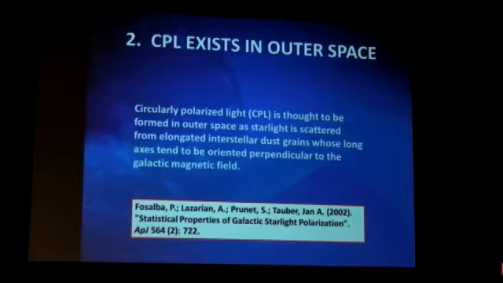Point two is the fact that CPL exists in outer space. These authors here, Fosavo, Hasseri, Prudette, and Tauber, have theorized that circular polarized light is thought to be formed in outer space as starlight is scattered from elongated interstellar dust grains whose long axis is turned to be oriented perpendicular to the galactic magnetic field. A lot of words there, but anyway.